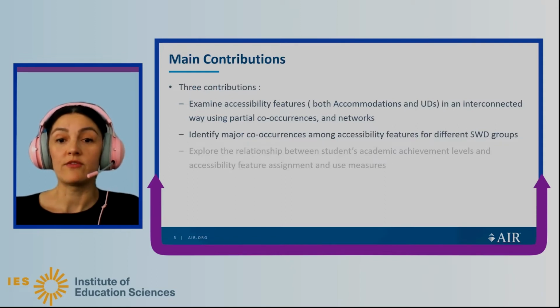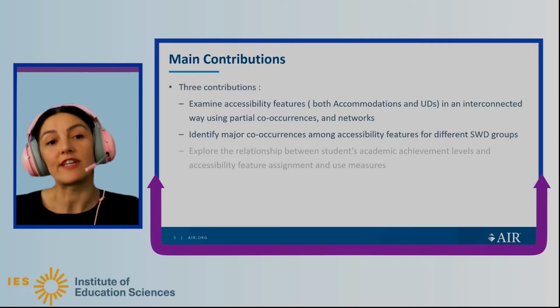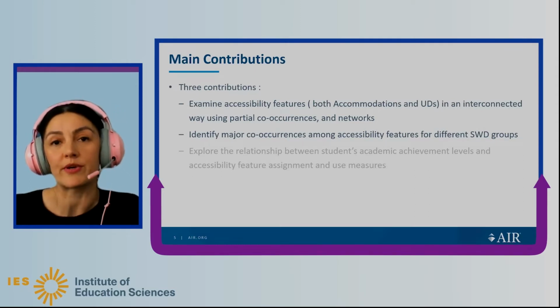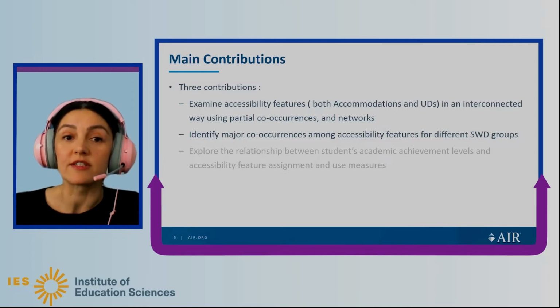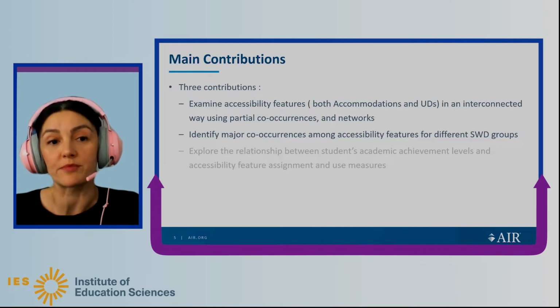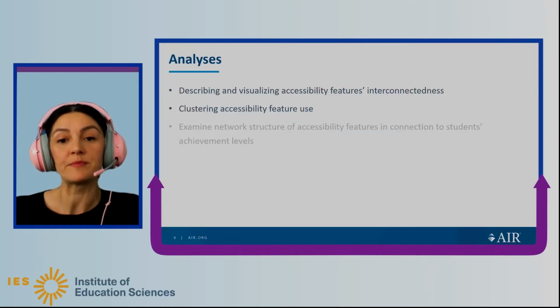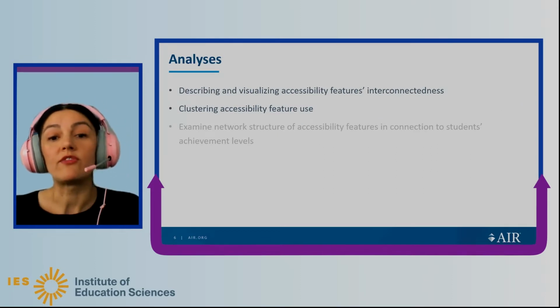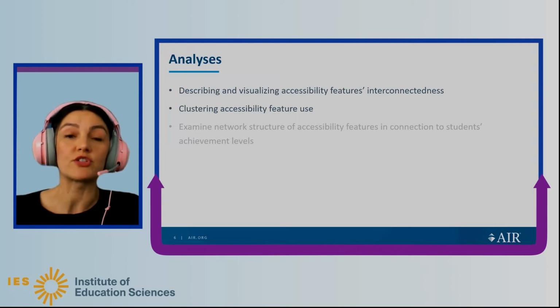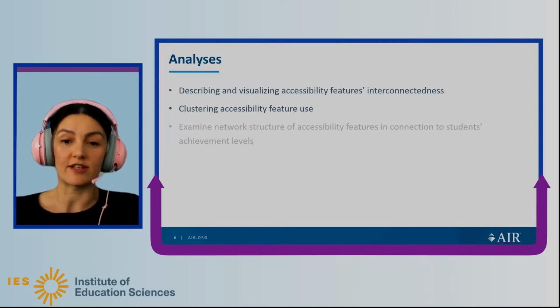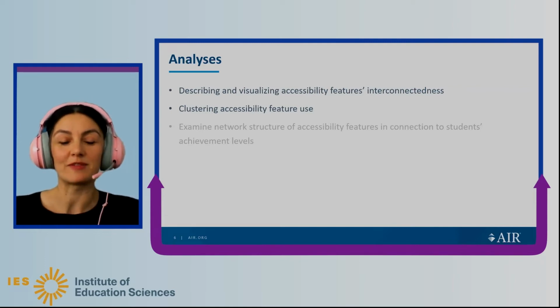With this line of work, we have three contributions to the field, hopefully. First, we examine accessibility features, both accommodations and universal design elements, in an interconnected way using partial co-occurrences and networks. Second, we identify major co-occurrences among accessibility features for different disability groups. Then we explored the relationship between students' academic achievement levels and accessibility feature assignment and use measures. We will not focus on the last point for this presentation. For the rest of this talk, we will focus on the descriptive results and visuals of accessibility feature interconnectedness. We will get a glimpse of results from network analysis and clustering results as well.